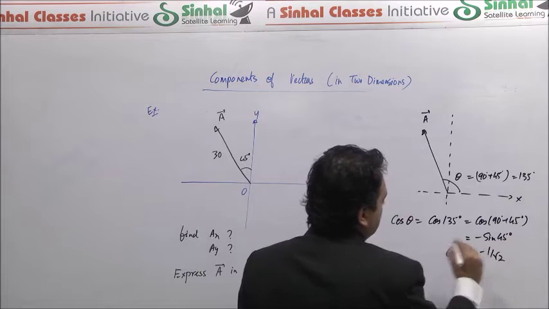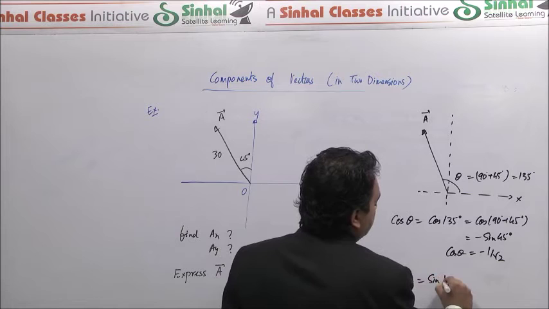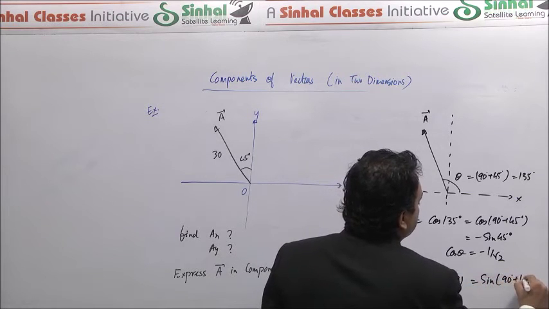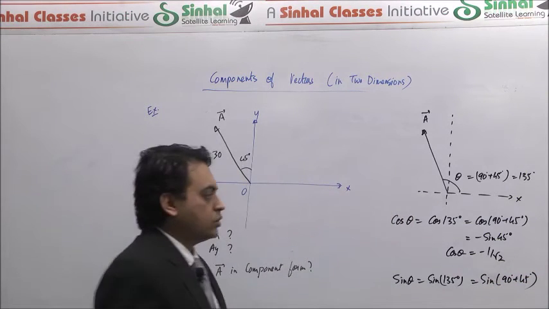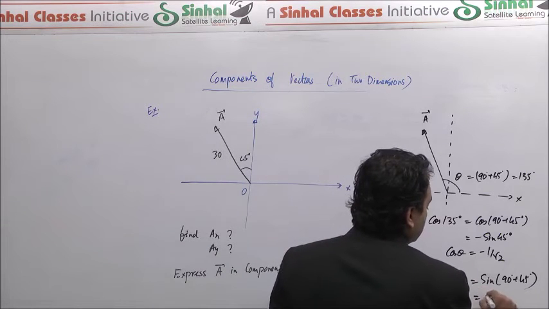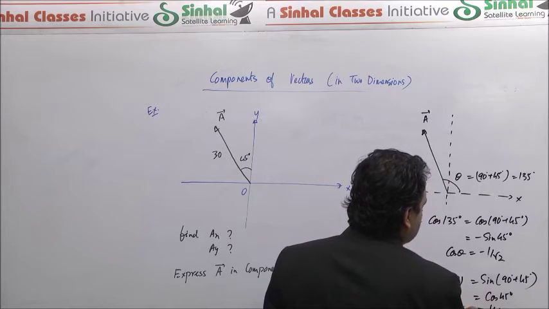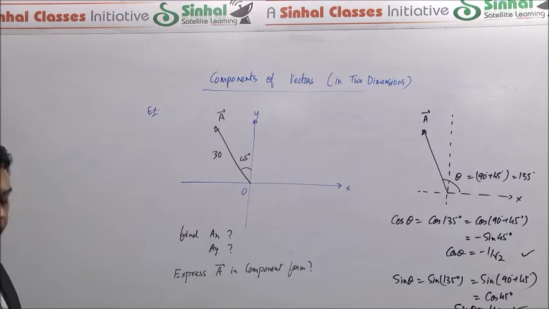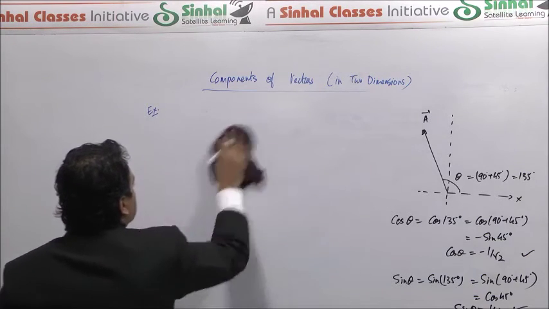So cos theta is minus 1 by root 2, and sin theta is sine of 135 degrees, which is sine of 90 plus 45. Now sine of 90 plus theta, as you know, becomes plus cos theta. So this is nothing but cos of 45 degrees. So that becomes 1 by root 2. So that's sine theta, and this is cos theta. So basically that is what we need to find out, to express the vector A in component form.